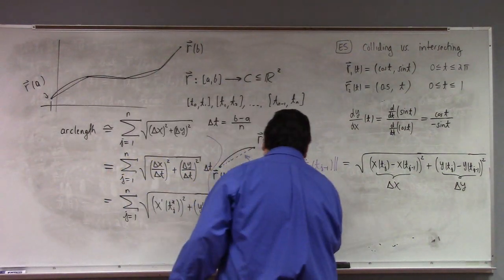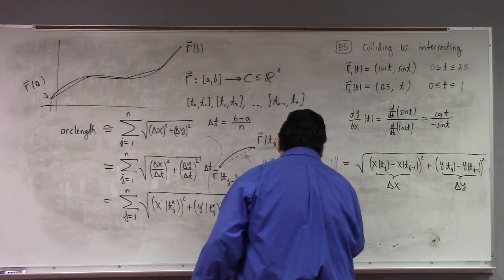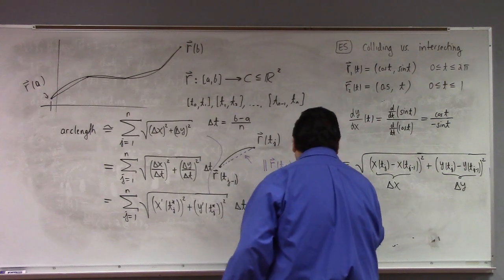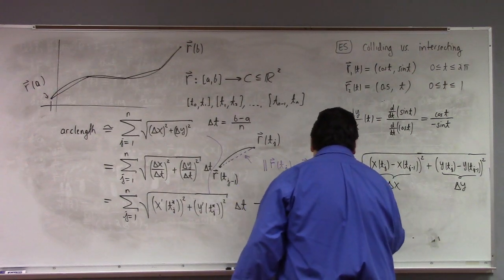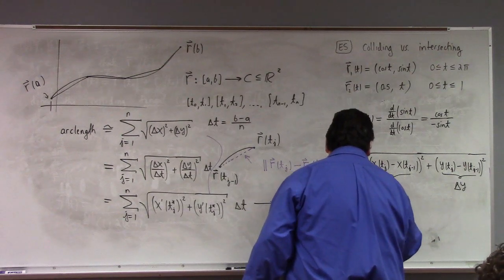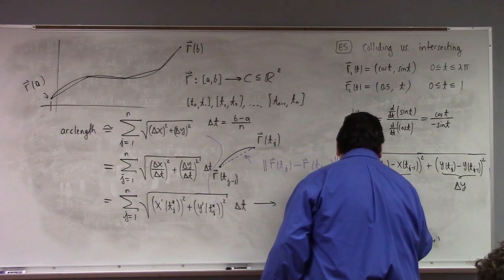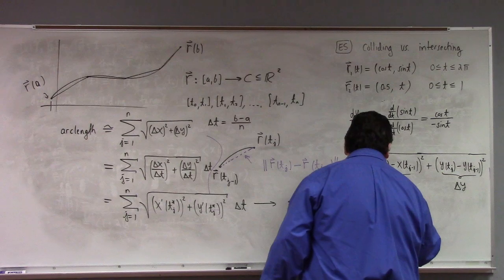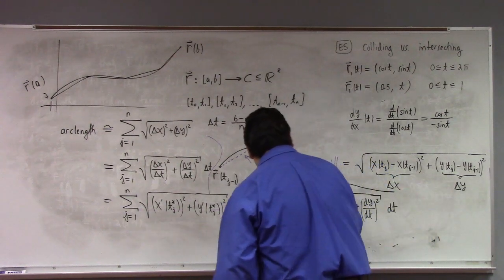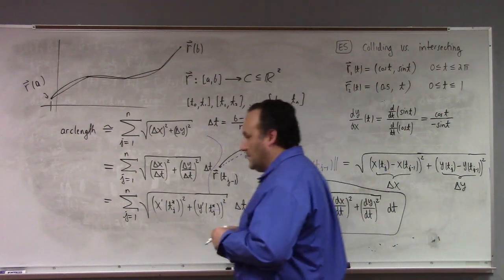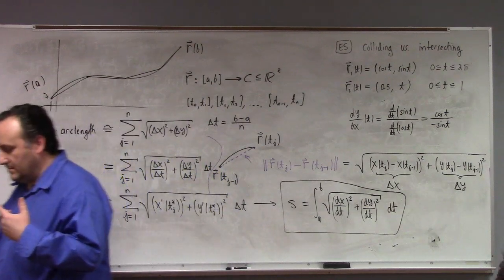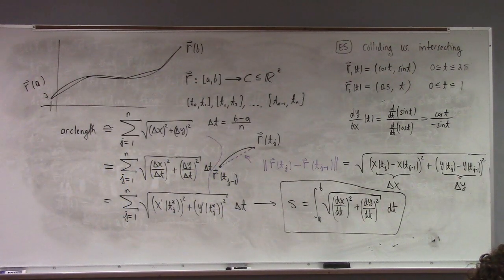So this motivates the formula for arc length, namely s is equal to the integral from a to b of the square root of (dx/dt) quantity squared plus (dy/dt) quantity squared, dt. And that, my friends, is the formula for arc length. It's a consequence of the distance formula and the mean value theorem and the definition of the Riemann integral.